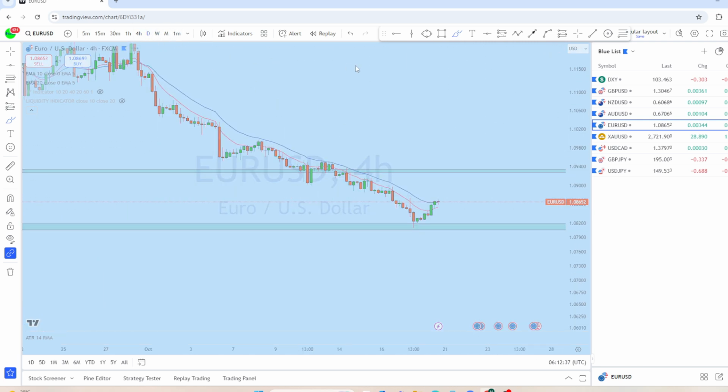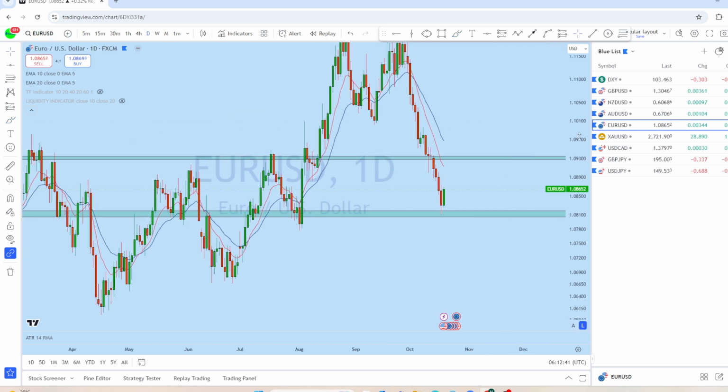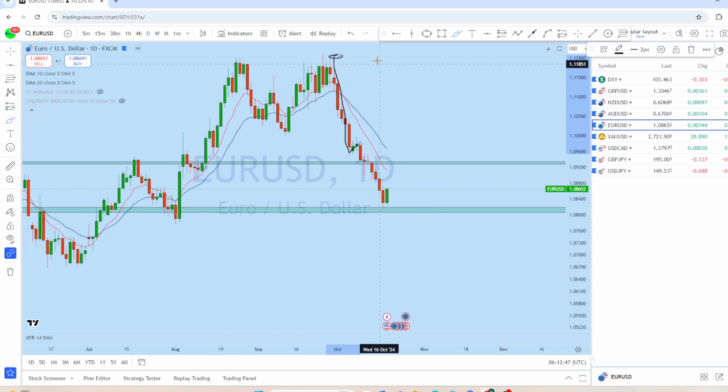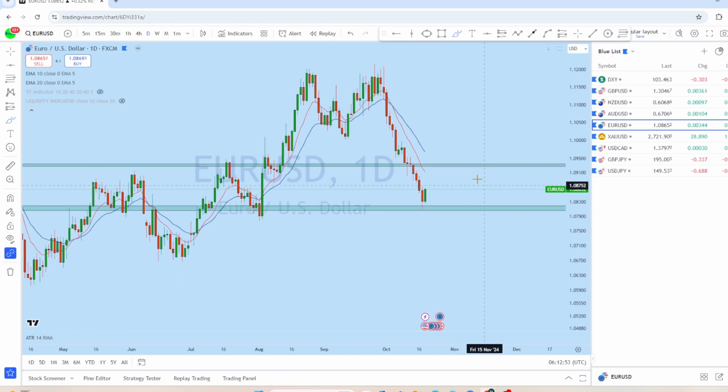Now dropping down to the daily chart on euro USD, from the daily perspective this is the daily move here. There is a big drop followed by a narrow pullback, and we can see there was another drop and pullback. So basically the market is forming a series of lower highs and lower lows, which is a very strong downtrending market structure.